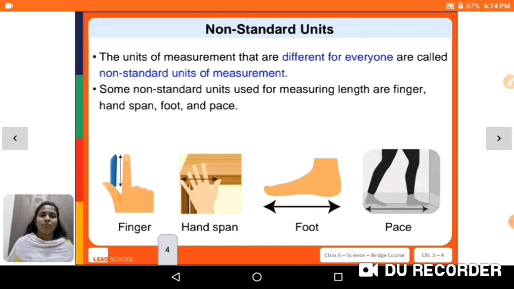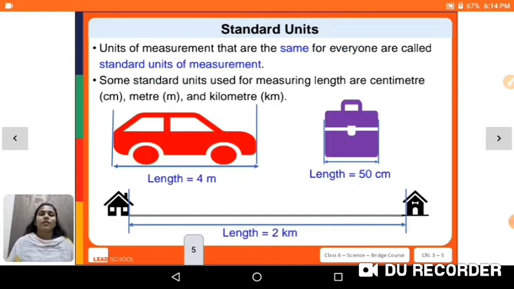So the units of measurement that are different for everyone are called non-standard units of measurement. Some non-standard units for measuring length are finger, hand span, foot, pace, and so on. So what are standard units? Units of measurement that are the same for everyone are called standard units of measurement. Some standard units used for measuring length are centimeter, meter and kilometer.